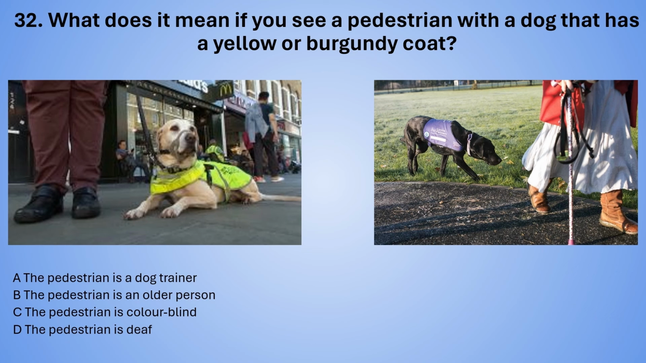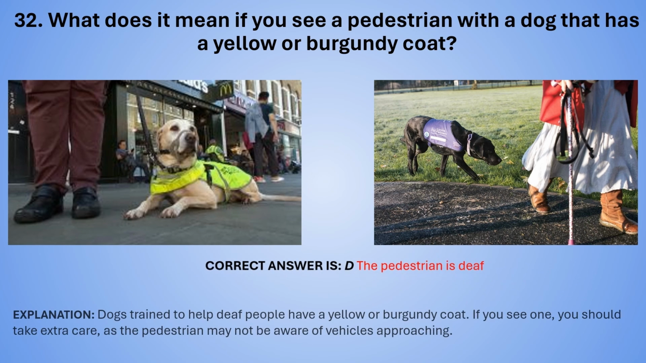5, 4, 3, 2, 1. And the correct answer is D. The pedestrian is deaf. Dogs trained to help deaf people have a yellow or a burgundy coat. If you see one, you should take extra care, as the pedestrian may not be aware of vehicles approaching. Thus, they may not be aware of you as a driver approaching them.